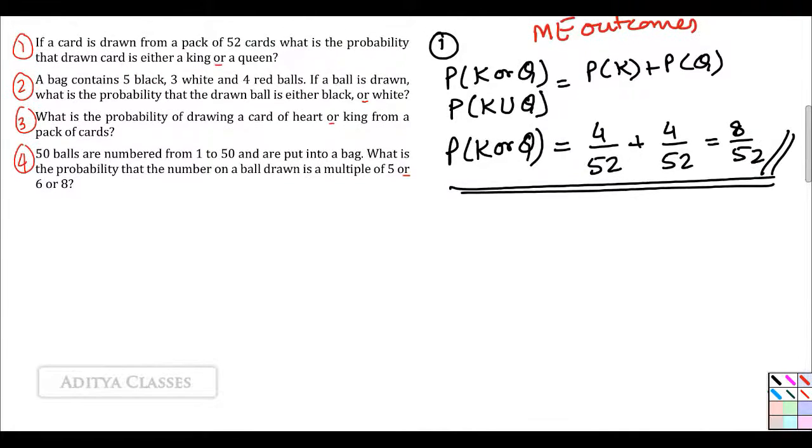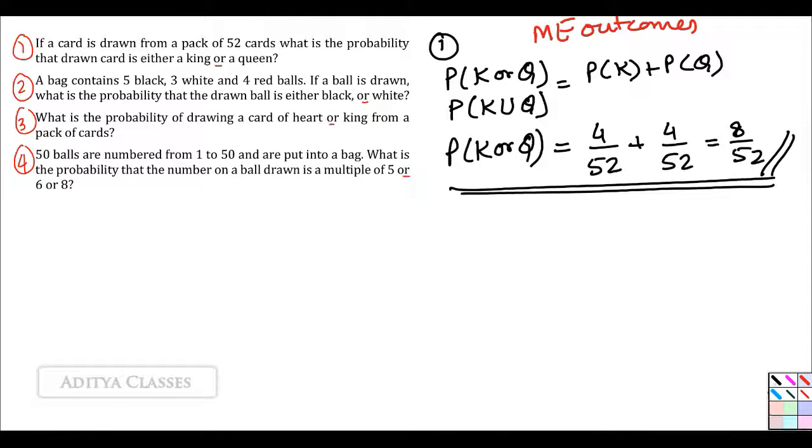Now, let us get on with our second question. What is our second question? The second question is, a bag contains 5 black, 3 white and 4 red balls. Now if I put my hand in this bag, keeping my eyes closed, how many balls can I feel in there? 5 and 3, 8 and 4, 12 balls in all. Now the question is, what is the probability that a ball drawn will be either black or white?